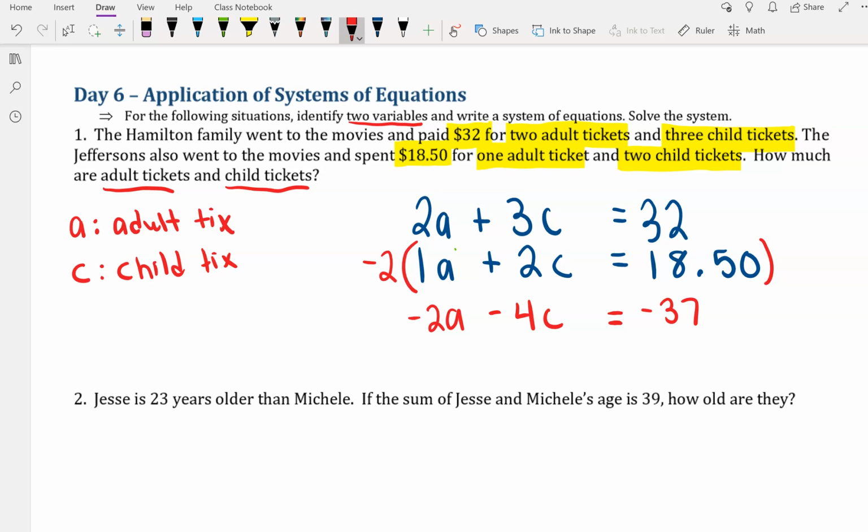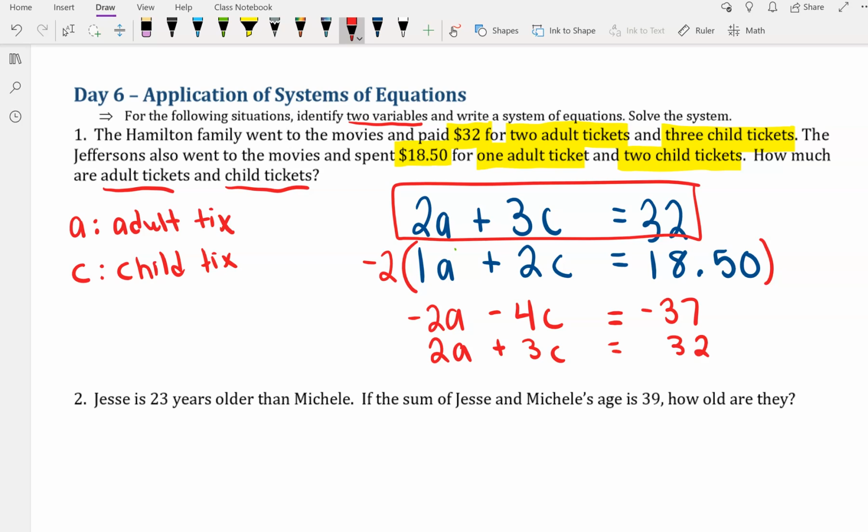Then I'm going to stack my equations on top of each other. I'm going to take this one and stack it below my equation, and then combine like terms. The A should cancel. Negative 4C plus 3C is negative 1C, equals, and then negative 37 plus 32 is negative 5. Divide everything by negative 1, and C will equal 5, meaning a child ticket costs $5.